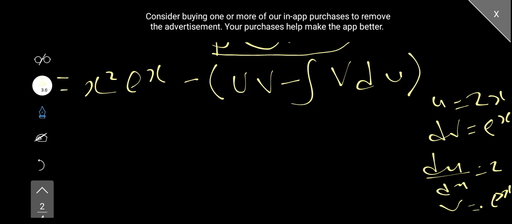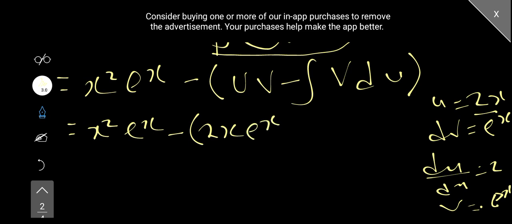Okay, so let's continue. So copy this minus, what is our u? Our u is 2x, times v is e to the power x, minus the integral of v, which is e to the power x, times dv, which is just 2 dx.